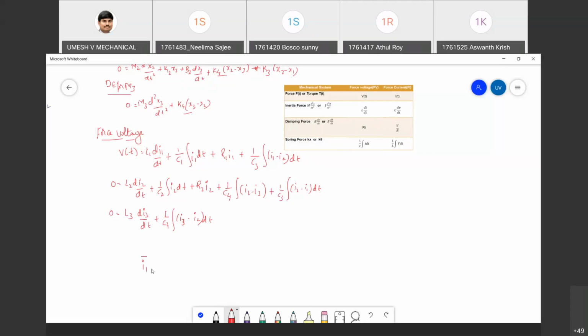So we will get 3 loops, no? I1 loop, then I2 loop, then I3 loop. Is it right? Yeah. Next, come to the first equation. What is the first term? The input is V of t. So I will make the input here. Input will be V of t.